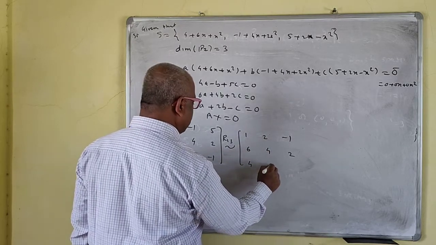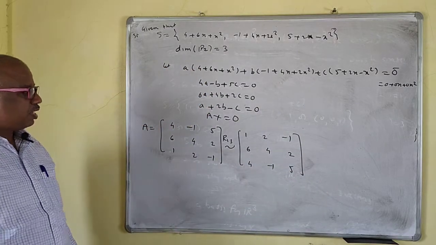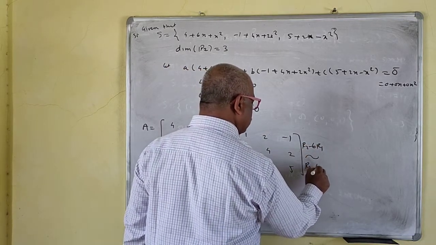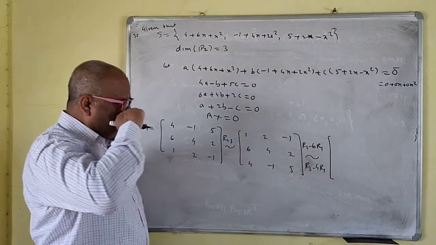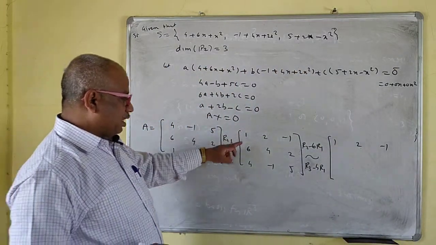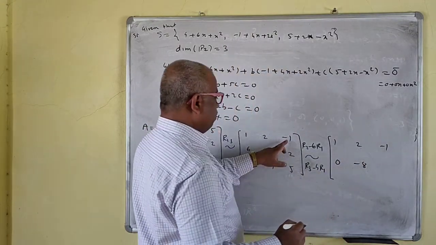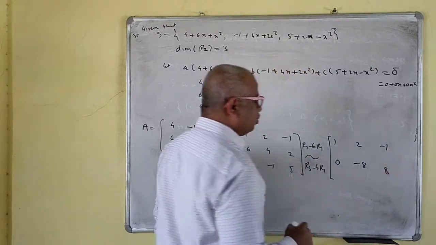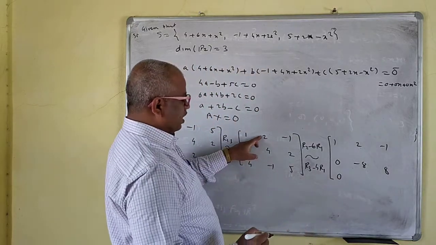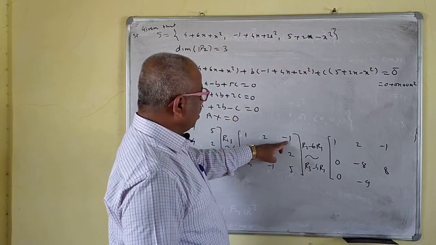We just have to find the rank of this matrix, and with the help of the rank of this matrix, we'll check whether the system has a zero solution or not. Now we have to make these entries zero: R2 minus 6R1, R3 minus 4R1. So 1, 2, minus 1. Minus 6 plus 6 is 0. Minus 12 plus this, so this is minus 8, plus 6, so this is 8. Now minus 4 plus 4 is 0. Minus 8, minus 1, so this is minus 9, then plus 4, so this is 9.